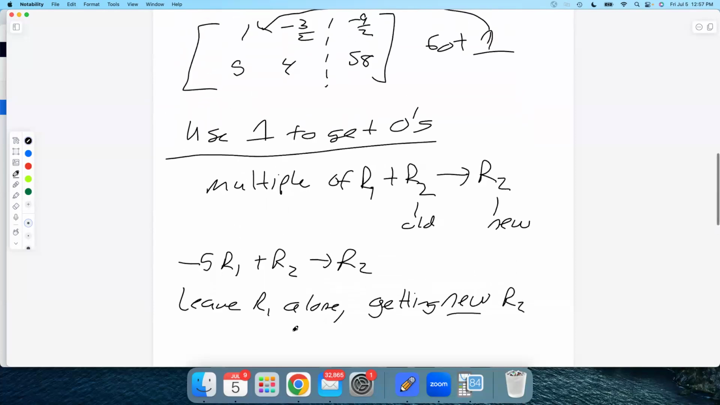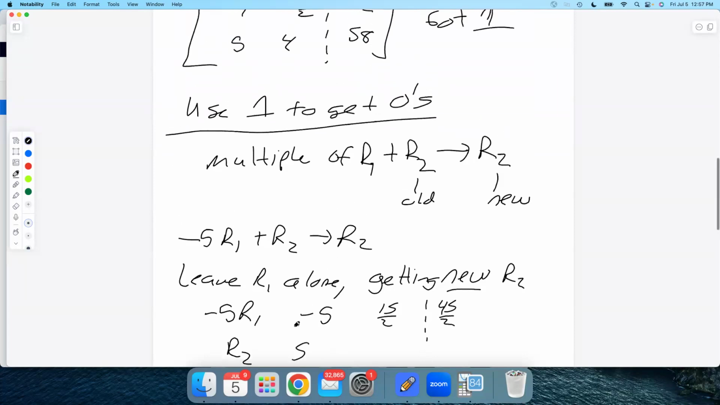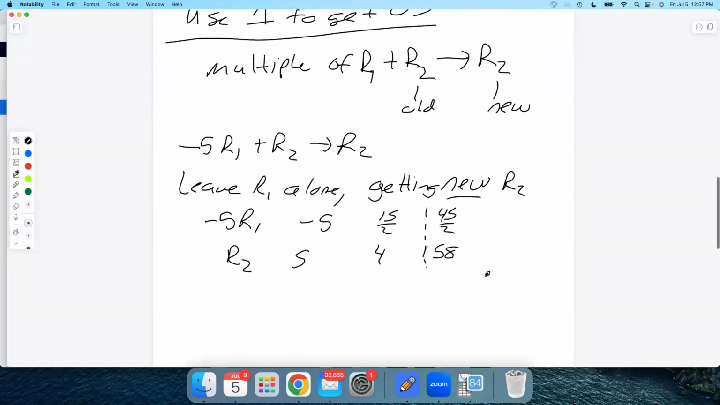Okay, so let's write down what negative 5 times row 1 would be. And I'm telling you, the more of this math you write out, the happier you're going to be. Negative 5 times negative 3 halves will be positive 15 halves. Negative 5 times negative 9 halves will be 45 halves. We're going to have a lot of fractions here. We're just going to deal with it. The old row 2 is positive 5, 4, 58. Add straight down. I get a 0.